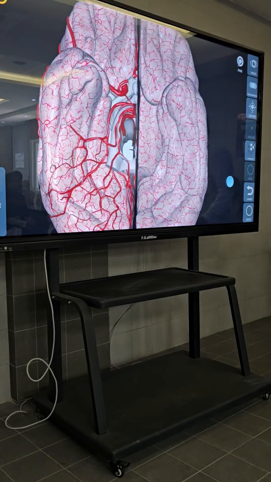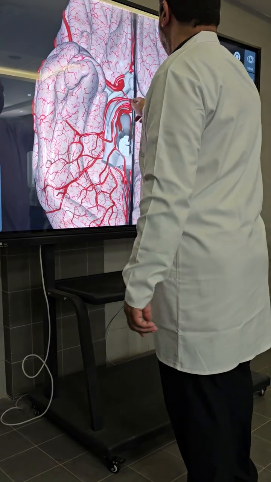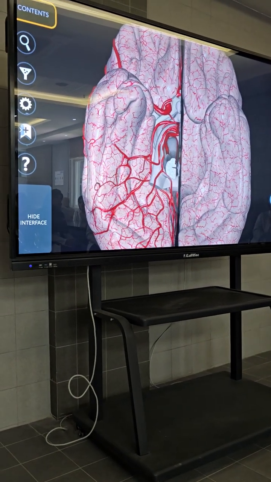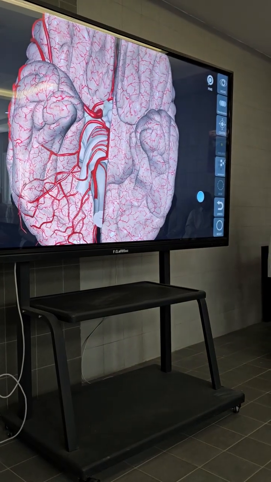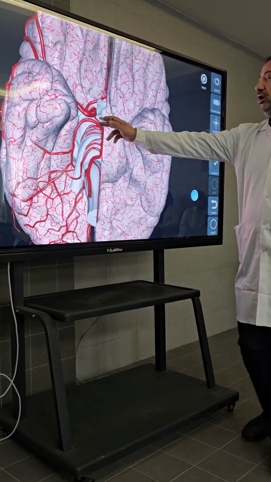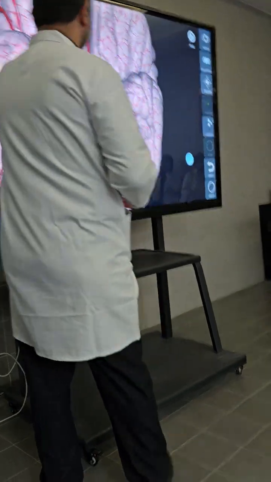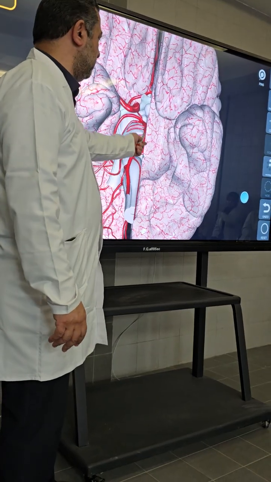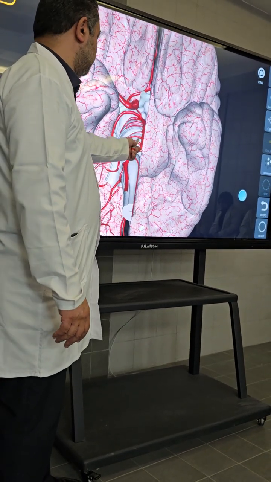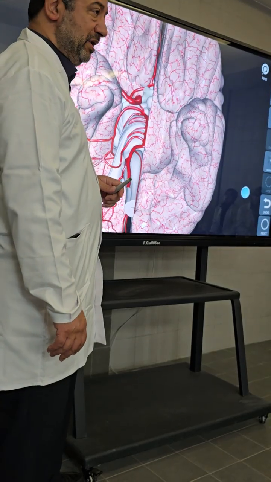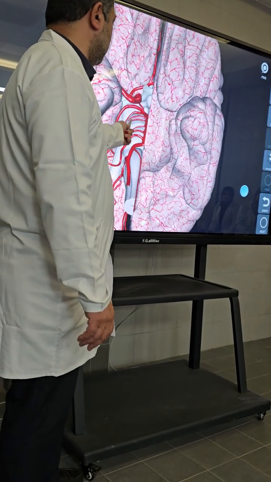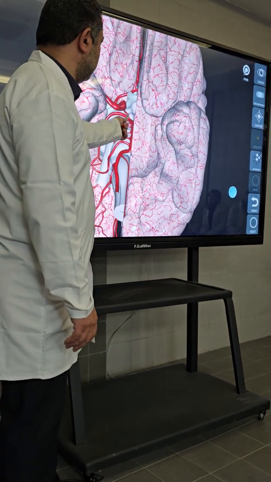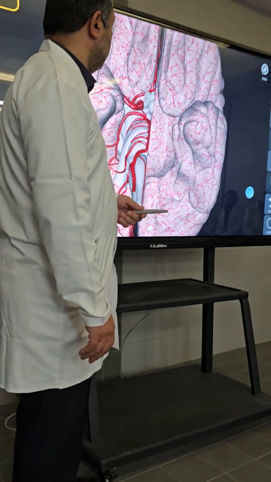This artery from the internal carotid artery is called the posterior communicating artery. This posterior communicating artery joins the posterior cerebral artery. You know that the posterior cerebral artery is a terminal branch of the basilar artery. This is the vertebral artery, here is the basilar artery. Anterior inferior cerebellar artery, superior cerebellar artery, pontine arteries, and labyrinthine artery are here. And this is the posterior communicating artery.